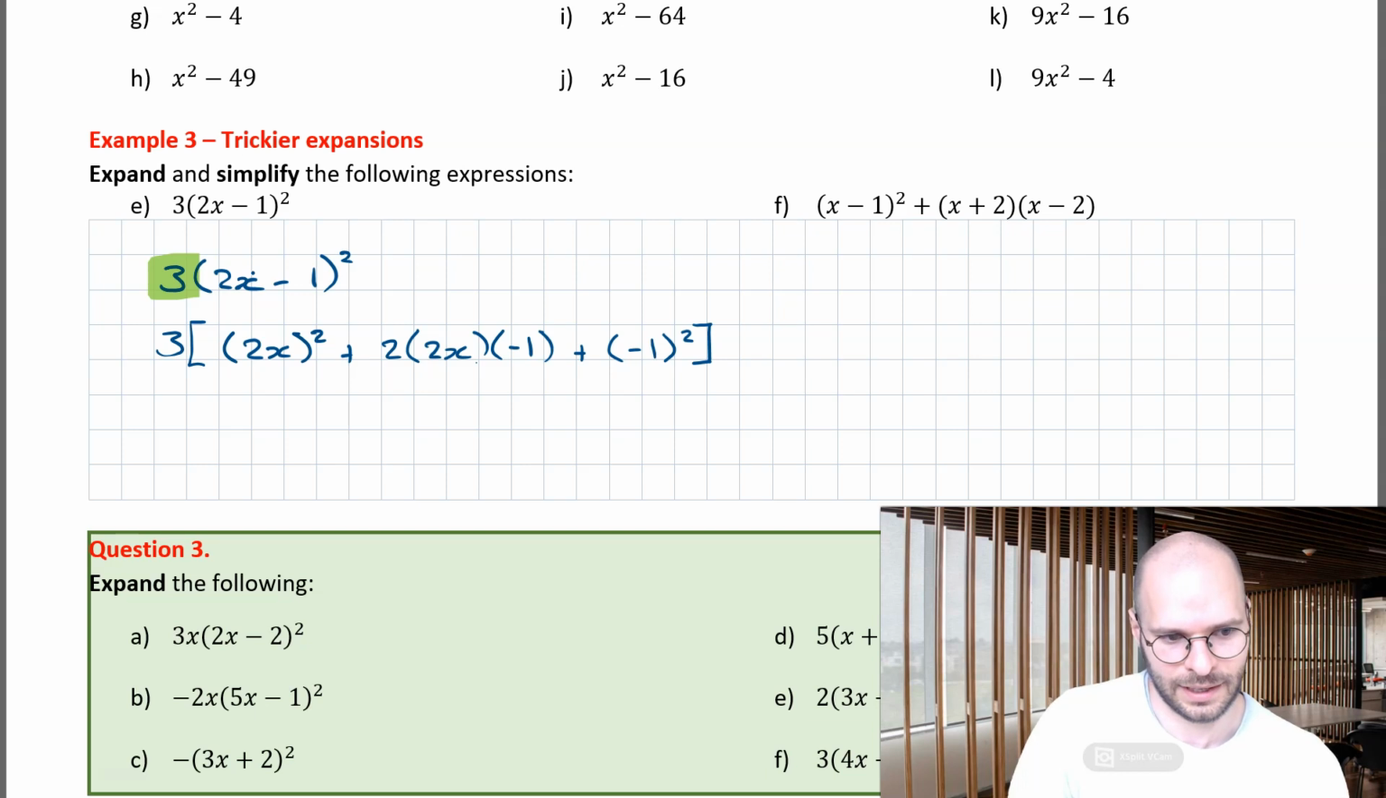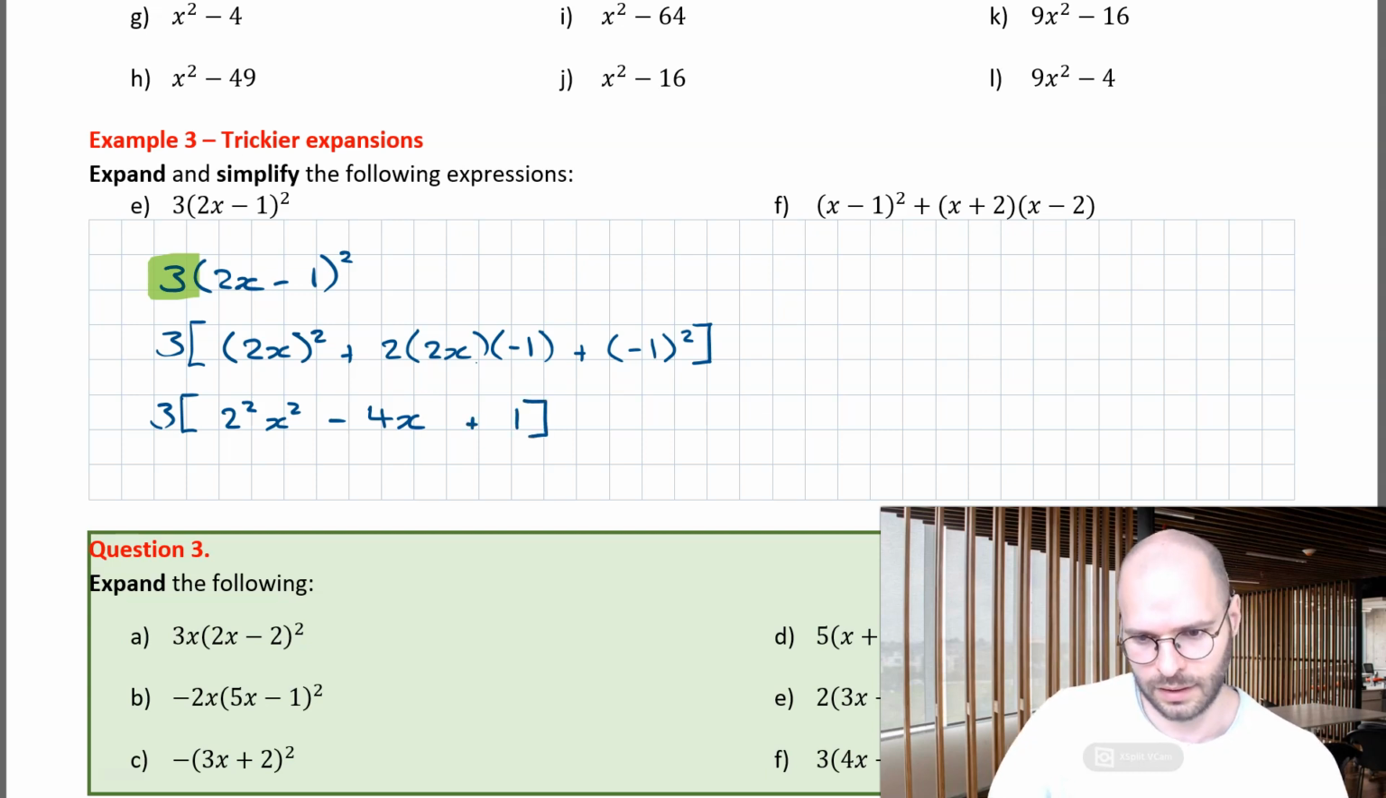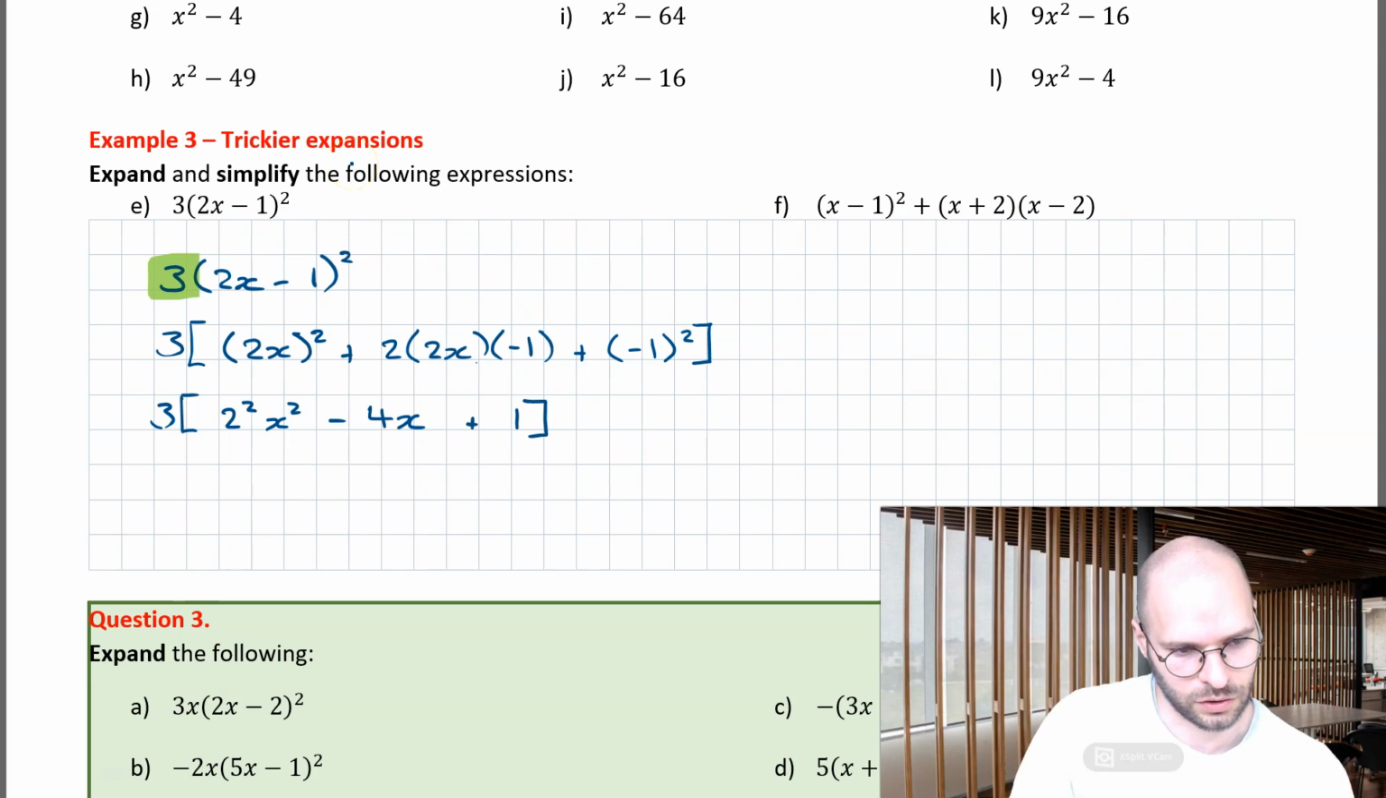Okay, next I need to actually do the multiplication, so I'll ignore the 3 still. 2 squared x squared plus 2 by minus 1 is minus 2 times 2 is 4, or minus 4. And then minus 1 squared is going to be 1. Okay, next step, we are going to clean up inside the brackets. 2 squared is 4, so it's 4x squared, minus 4x plus 1.